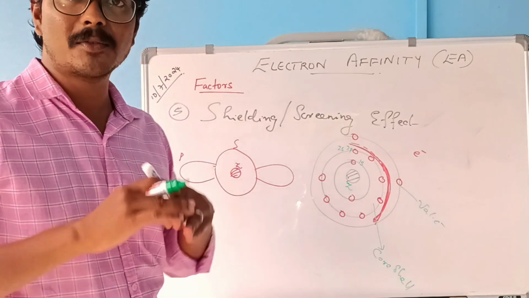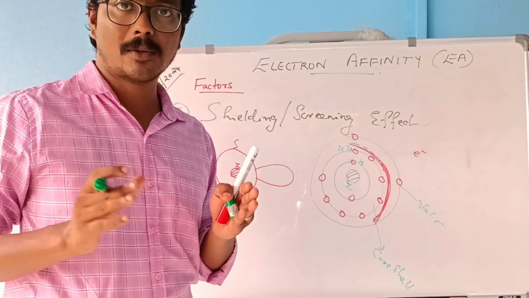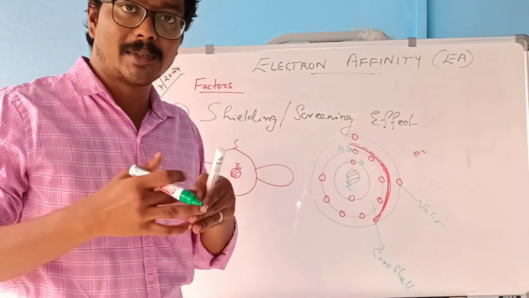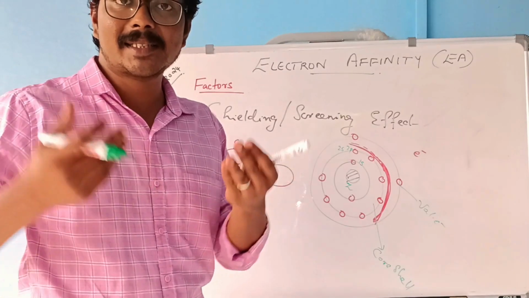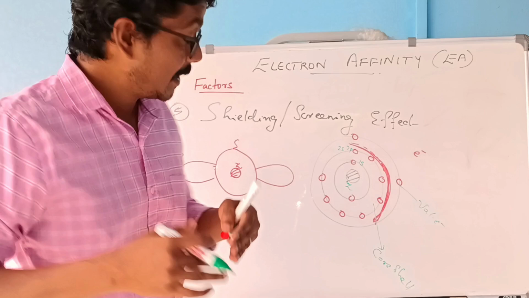It has an attraction to all the electrons, so it will attract the core electrons as well as the valence electrons. When the nuclear charge increases, it will attract more.